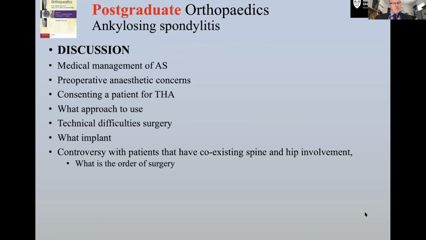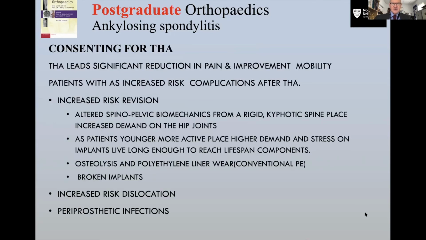Discussion may revolve around medical management of ankylosing spondylitis, preoperative anesthetic concerns, how you consent a patient for hip replacement, what approach to use, any technical difficulties encountered at surgery, what implant to use. And the big controversy with patients is when they have coexisting hip and spine involvement, what is the order of surgery if they need surgery. And we'll discuss this later.